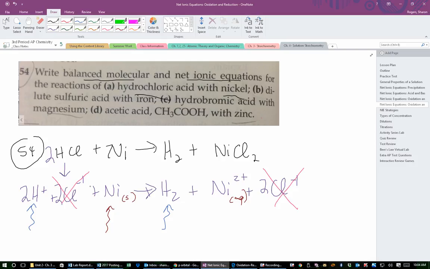So when the hydrogen and the hydrochloric acid breaks, why did it break? Because it dissociates. Why? Because it's a strong acid. All right, continue your question. After it dissociates, does it fully dissociate? Yes. Why? Because it's a strong acid. Yes. All right, continue your question.